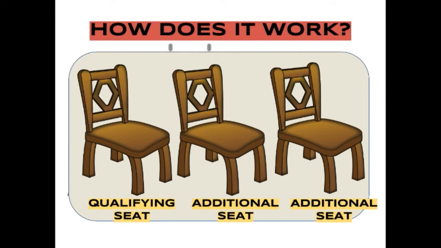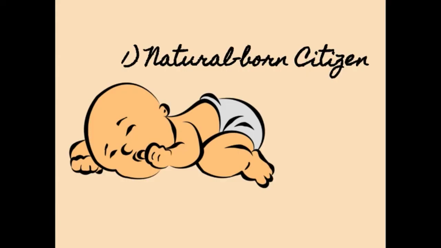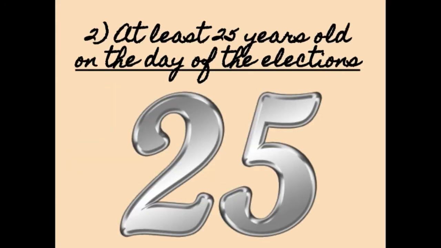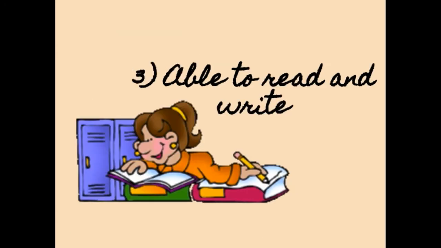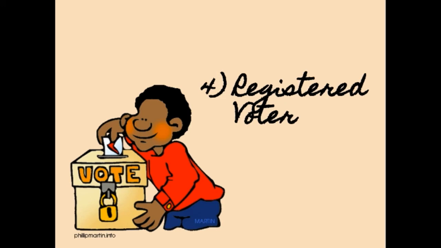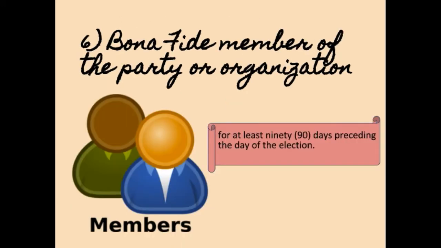To be elected as a party list representative, these 6 requisites must concur, namely: the person must be a natural-born citizen, must be at least 25 years old on the day of the elections, and in the case of the youth sector, at least 25 but not more than 30. Must have the ability to read and write, a registered voter, a resident of the Philippines for at least 1 year, and a bona fide member of the organization for at least 90 days preceding the day of the election. That's it for the discussion of the 2 houses of Congress.